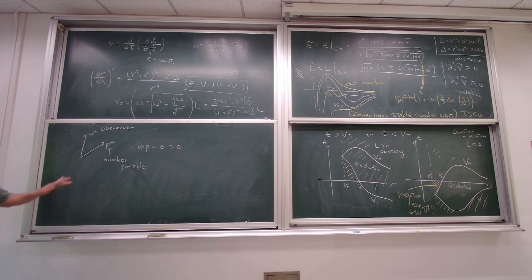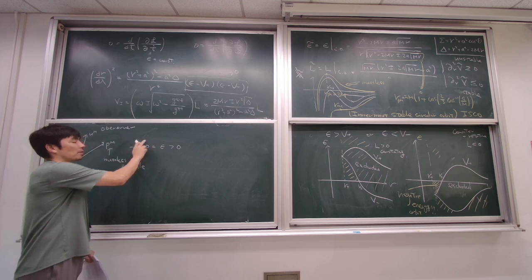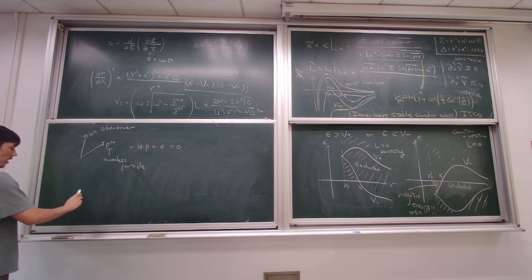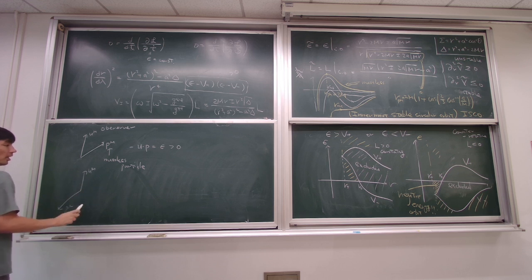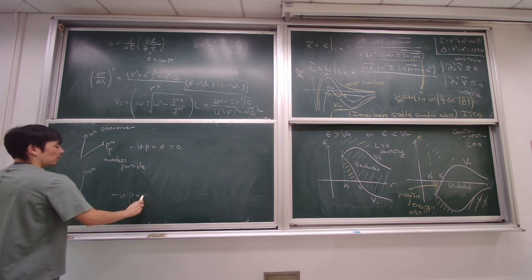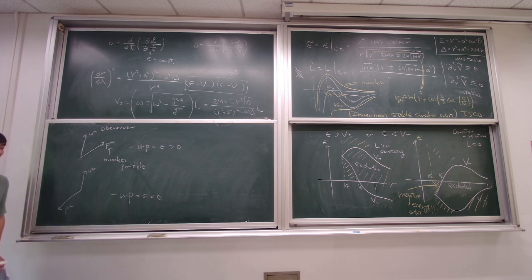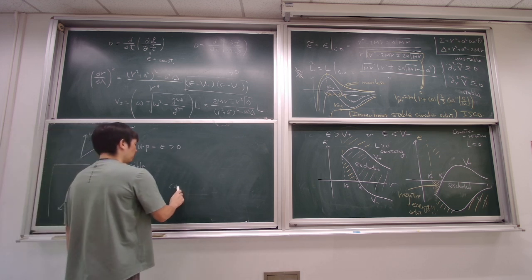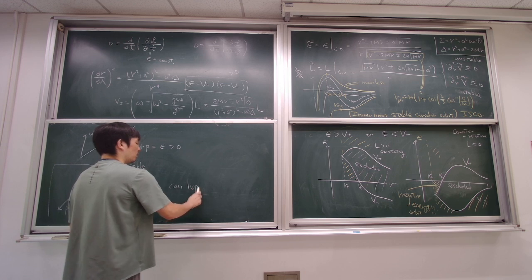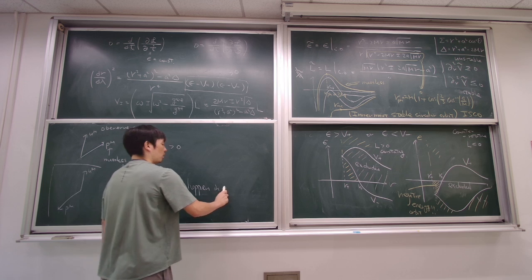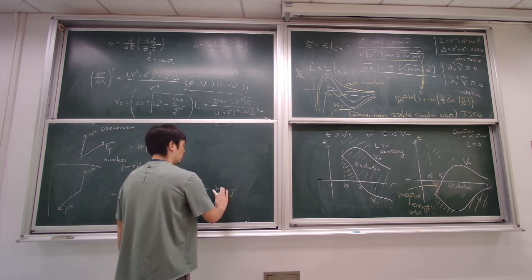If they are somehow in the upper light cone, including the boundary, this inner product becomes positive. But in the opposite case, with P^mu and U^mu, -U·P can be negative, and this can happen in the ergosphere. This can happen inside the ergosphere.